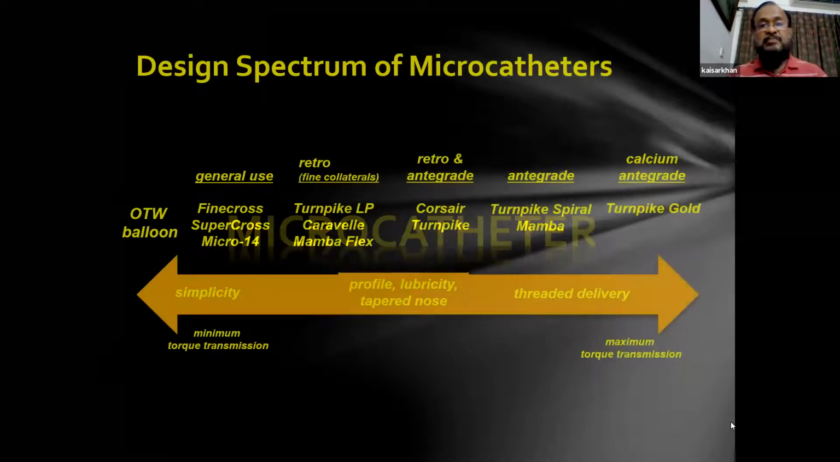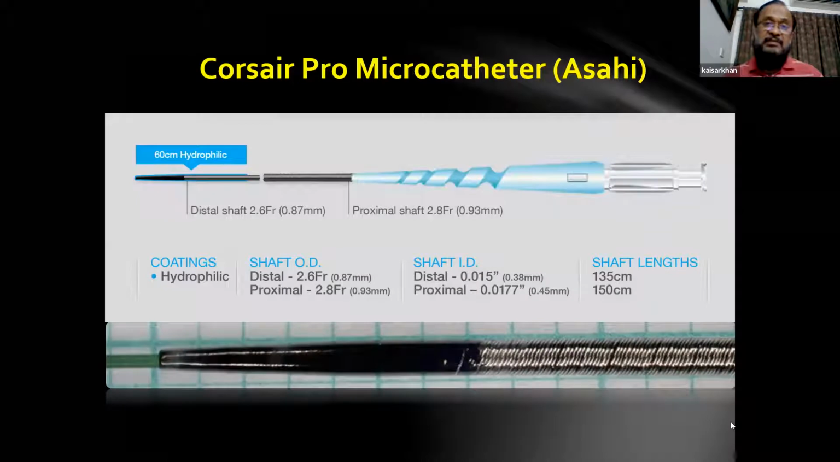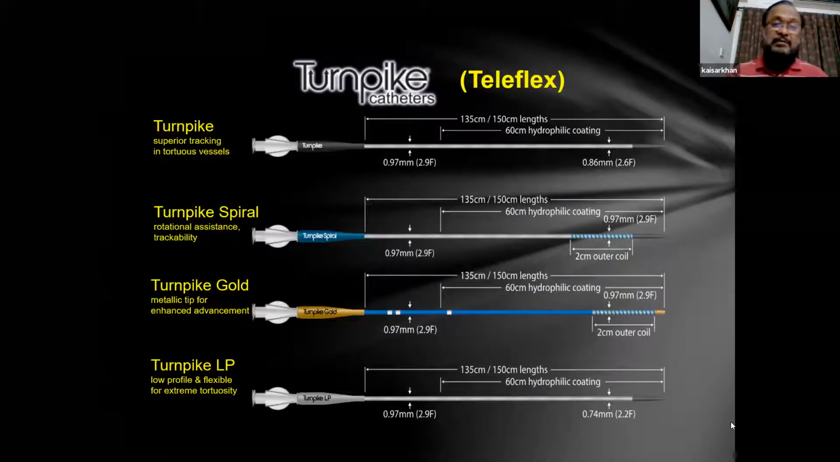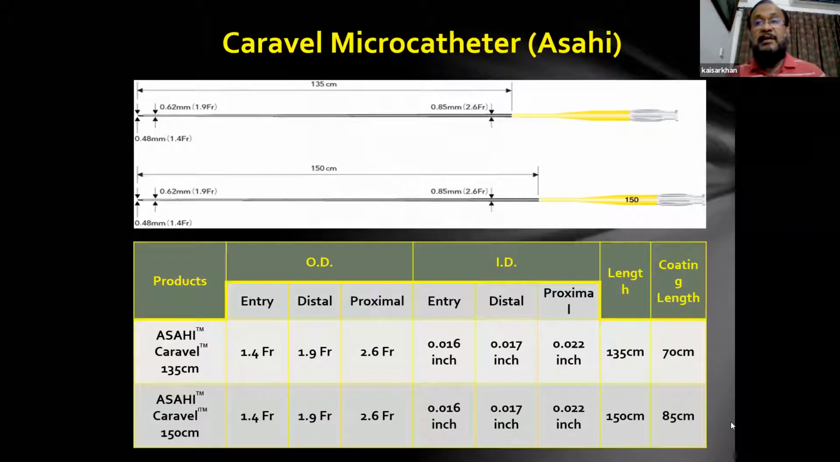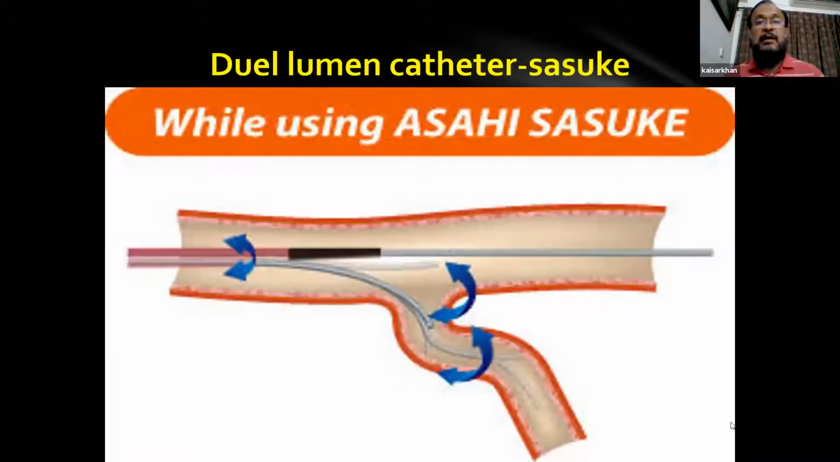Microcatheters, different spectrums: FineCross, Turnpike, Corsair, Turnpike Spiral, Mamba, Turnpike Gold. And you can see this is a Corsair Pro microcatheter from Asahi, which is also used for support and as a channel dilator. There is a series of Turnpike catheters. Turnpike Gold is used for calcified lesions. LP is for flexible, tortuous lesions. Mamba from Boston and Caravel from Asahi. And this is the Twin-Pass or Teleflex catheter, which is a double lumen for when you want to take 2 wires. And Sasuke from Asahi.